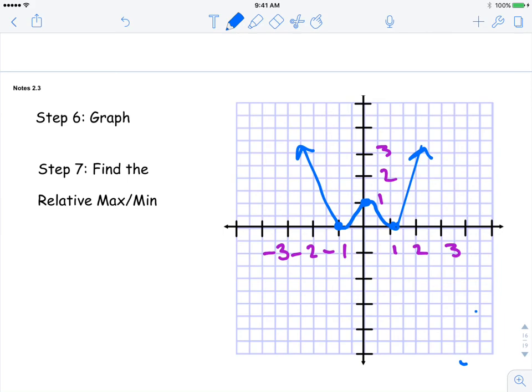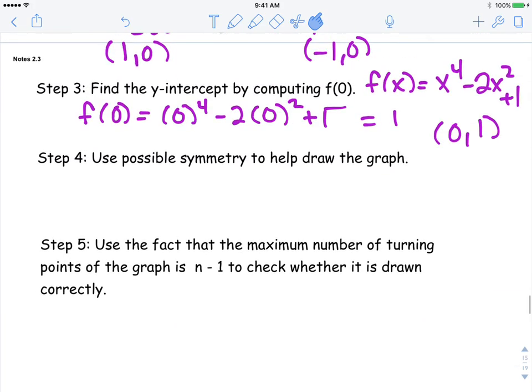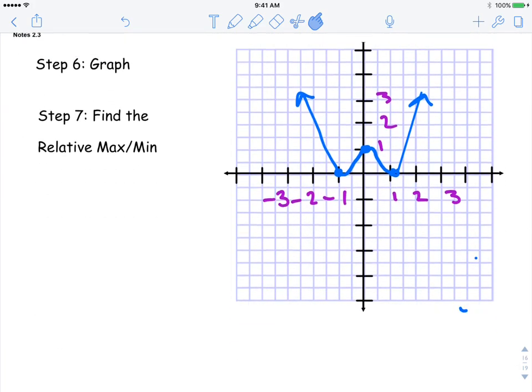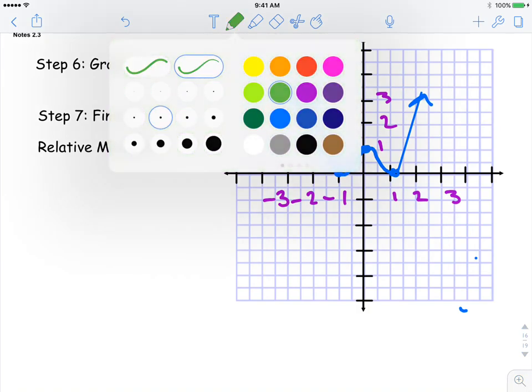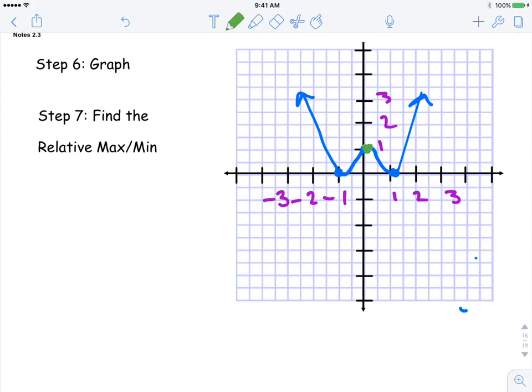So we don't need to work with step 4 and 5. Find the relative maximum or minimum. This point here is the relative maximum over 0, up 1. These 2 points are called the relative minimums.